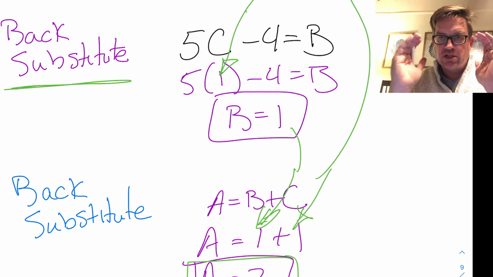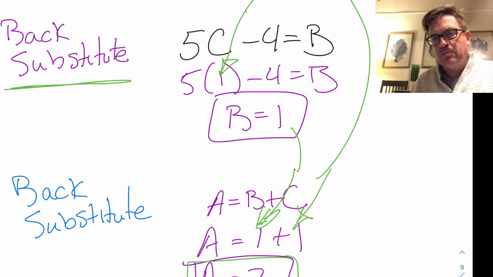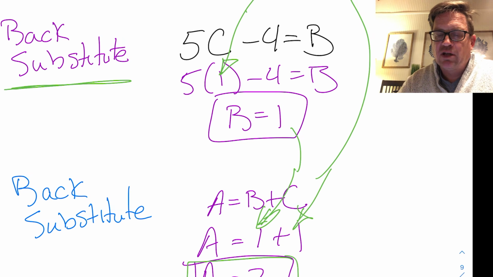Rewrite your systems of equations in blocks and kind of step by step by step. Organization is the best way to solve these problems.